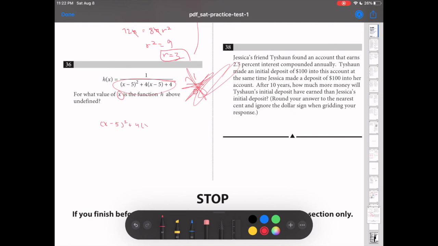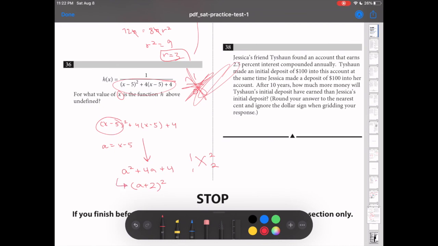Plus 4x minus 5 plus 4. This looks complicated, but you can actually use substitution. For this, let's just say a equals x minus 5. Then this becomes a squared plus 4a plus 4. Very simple. Now you can just factor 1, 1, 2, and 2. A plus 2 squared. You can factor, all right.